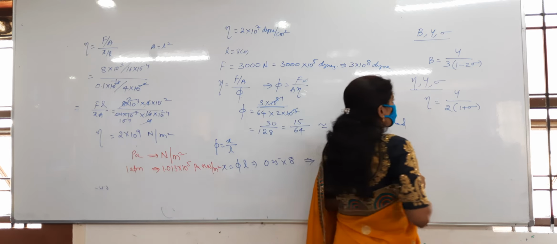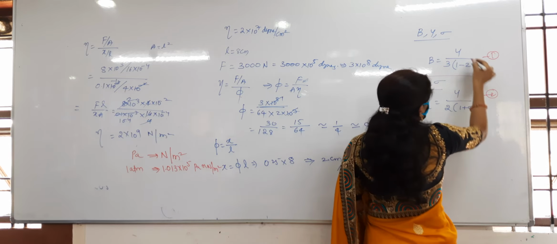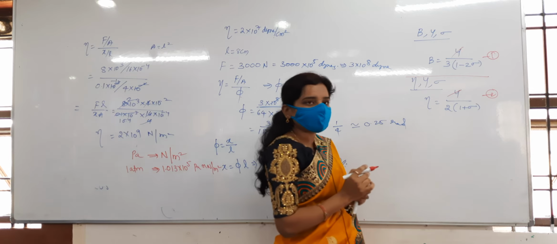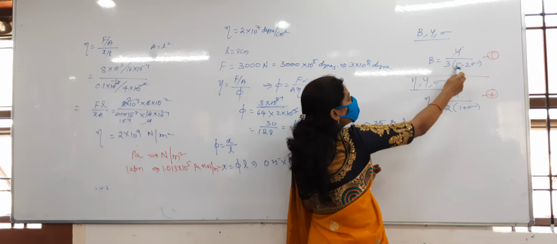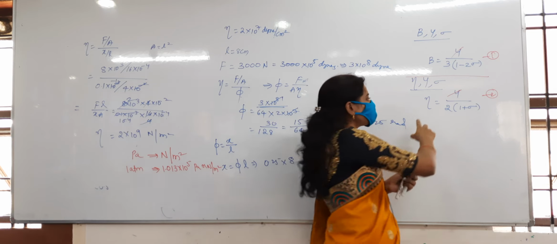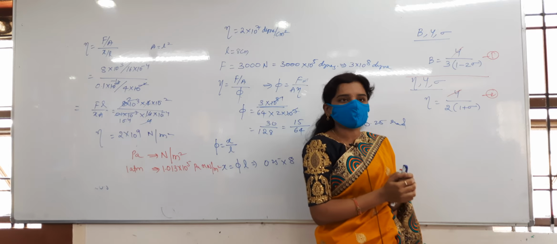Divide equation 1 and 2. Whenever you divide them, what will you get here? Y will get cancelled, right? Y will get cancelled and then what will be remaining for us? B into 3 into 1 minus 2 sigma is equal to what will be remaining? Eta into 2 into 1 plus sigma will be remaining.